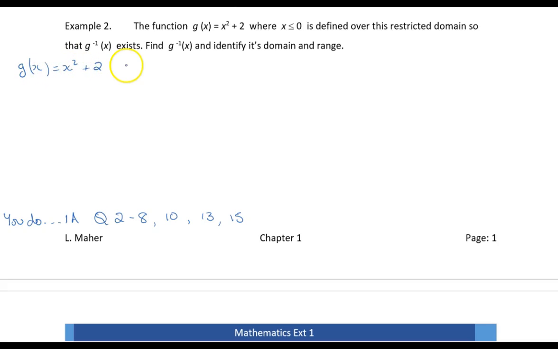G of x is x squared plus 2. Normally you would consider your parabola and add 2 to it, so it pushes it up, so it sits there like that. However, we're only going to consider this original function when x is greater than or equal to 0. So we've got this situation, and if that is 2, then we've got the graph going up there.